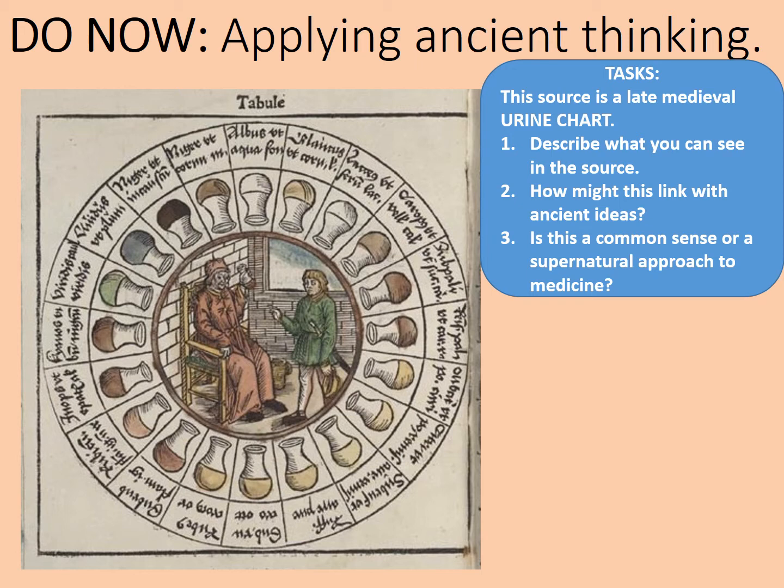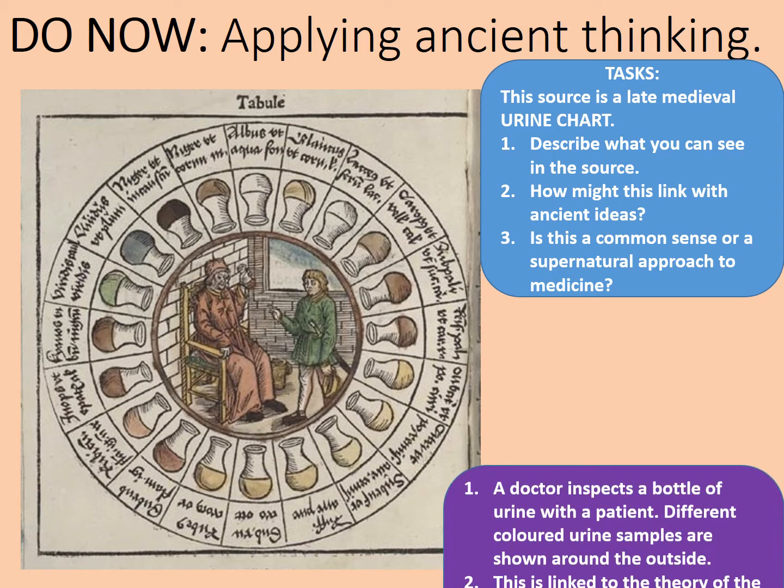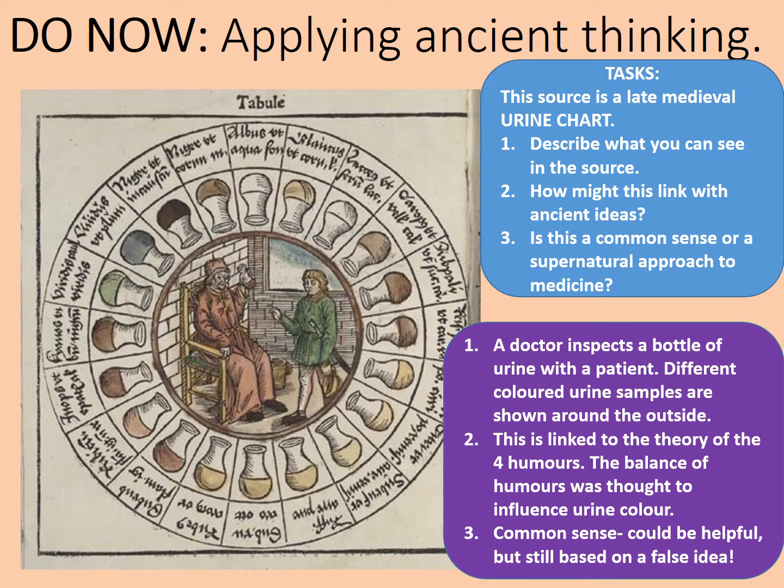Done? Well, here are some of the things that you might have indicated. Firstly, we can see here a doctor is inspecting a bottle of urine with a patient. Different coloured urine samples are shown around the outside. Presumably that writing, that even I can't really read, is indicating the nature of the urine samples and what they might indicate. Secondly, this is linked to the theory of the four humours.